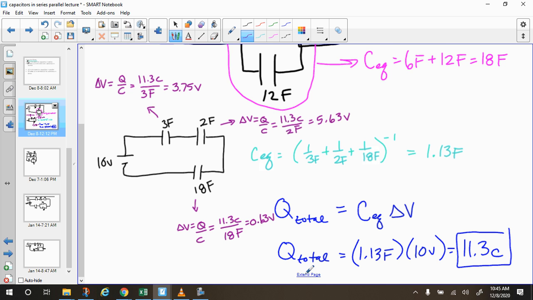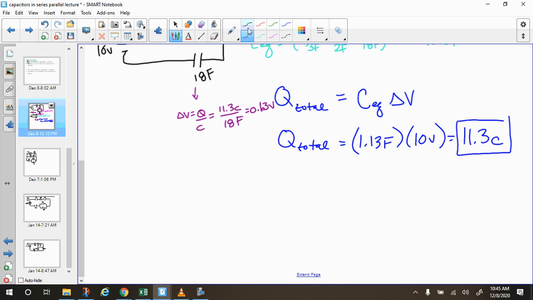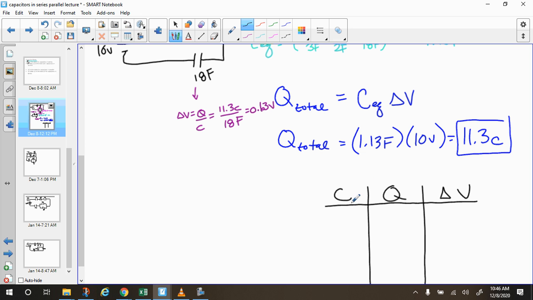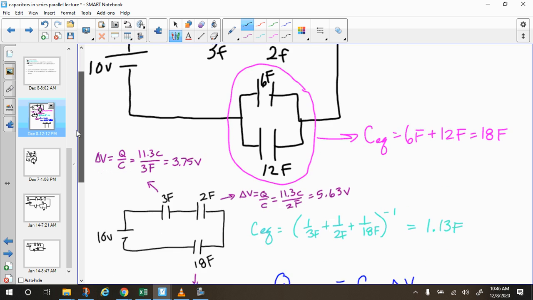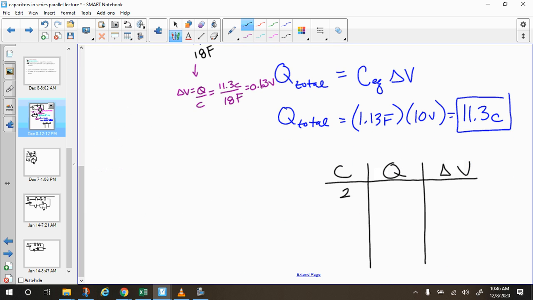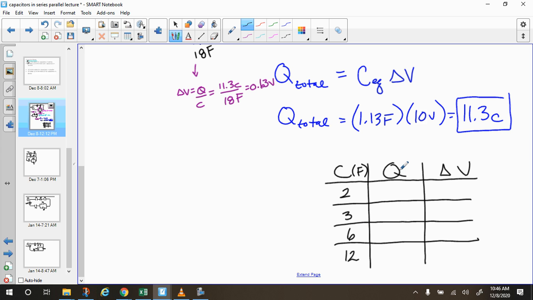Now I would recommend, much as we did in problems with the resistors, making a little chart with capacitance, charge, and delta V, just to organize your stuff, because a lot of times, especially in the table problems that we're going to do, you're going to have a bunch of capacitors, so it makes it easier. So we have a 2, a 3, a 6, and a 12, and charge in coulombs and potential difference in volts.